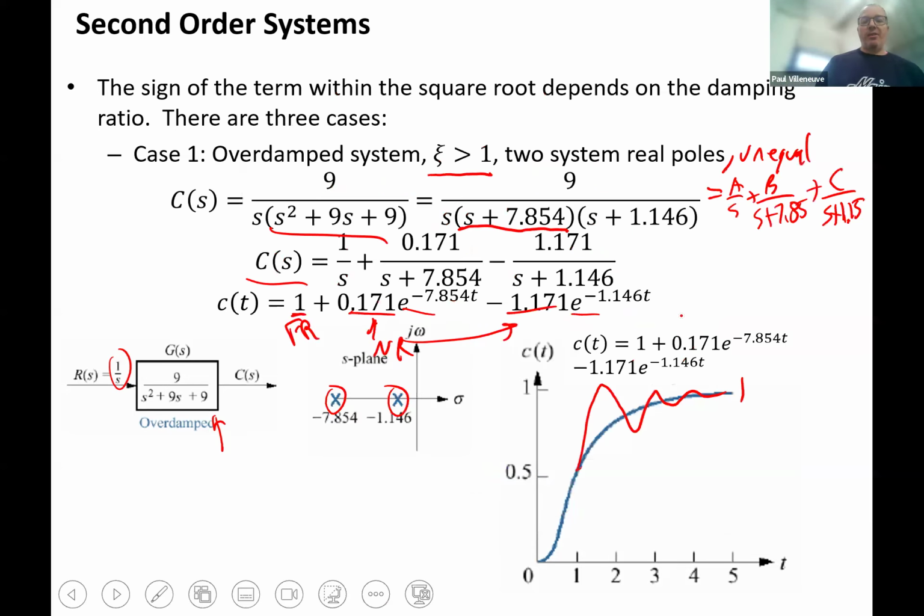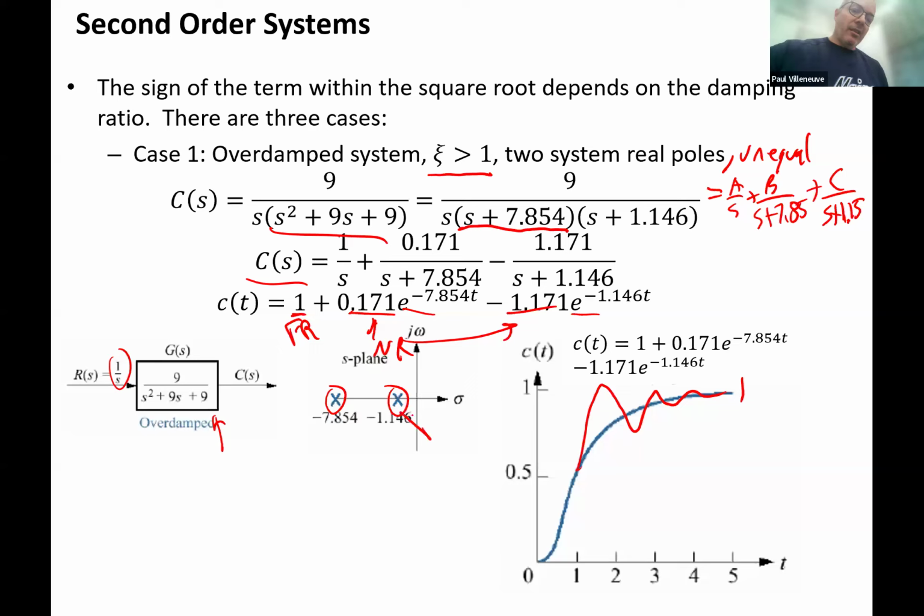Why is that important to us? Because the pole that is closest to the j omega axis is going to be the slowest one to respond. So if we want a faster system, meaning it reaches steady state faster, we want to move those to the left. Move them to the left, and it reaches steady state a little bit faster.